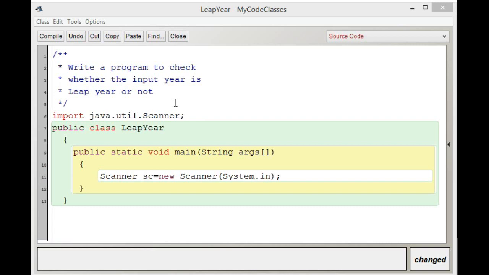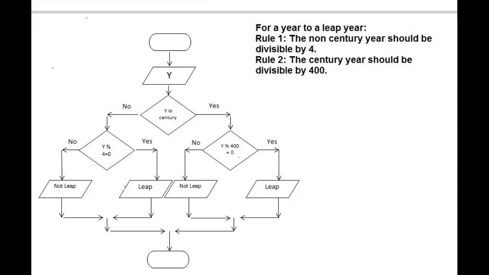So now I'm going to take you to the logic of the program. Here I've drawn a flow chart for you so that we can figure out how to find out whether it is a leap year or not. In rule 1 I've said for a non-century year, the year should be divisible by 4, and for a century year, it should be divisible by 400. Because after every 4 centuries means what? It is divisible by 400.